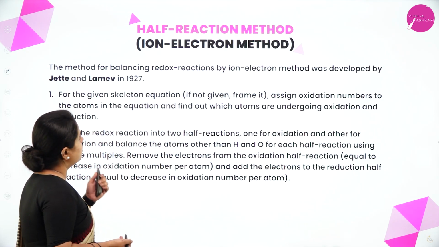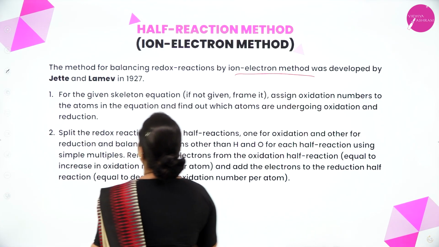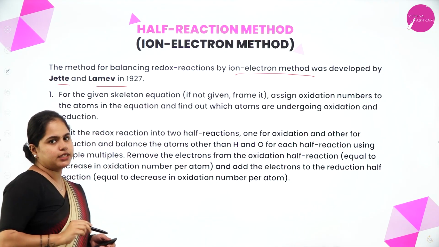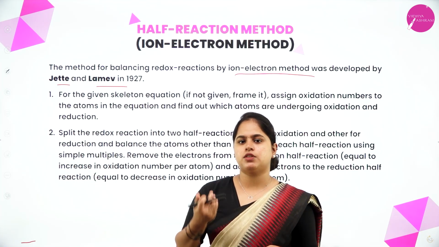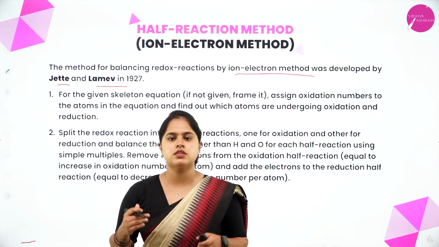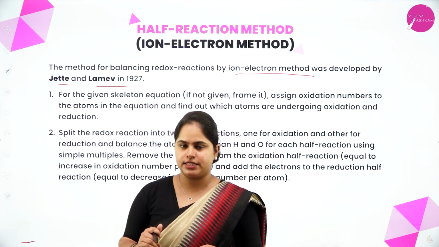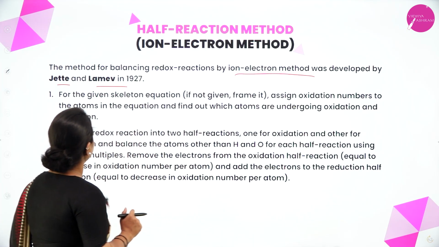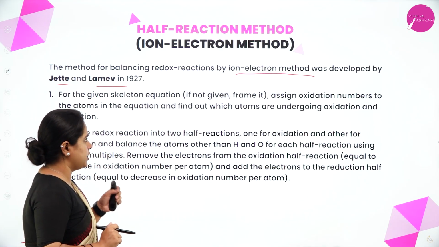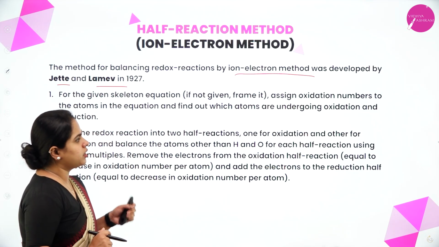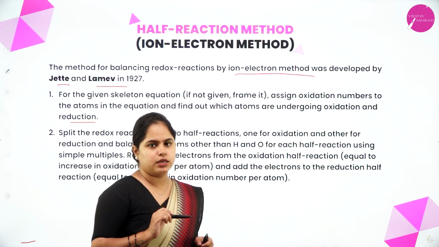So let's see. The method for balancing redox reactions by the ion electron method was developed by Jette and Lamev in 1927. So this is the next method we are going to study. The steps that we have to follow to balance the redox reactions are quite similar to what we studied in the oxidation number method itself. For the given skeleton equation, assign oxidation numbers to the atoms in the equation and find out which atoms are undergoing oxidation and reduction. That is the same step that we did in the other method also.